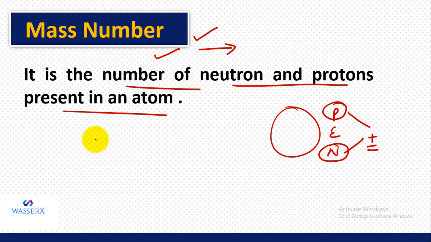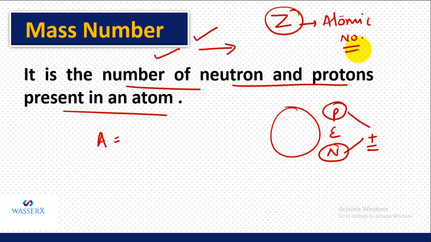Mass number is written as A. The symbol for mass number is A. For atomic number it was Z. I just missed, so please remember that atomic number symbol is Z, and for mass number it is A. And how you're going to represent it? It is equal to number of protons plus number of neutrons. So this is the way how you calculate the mass number.